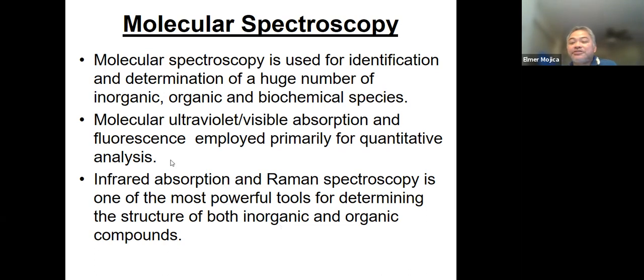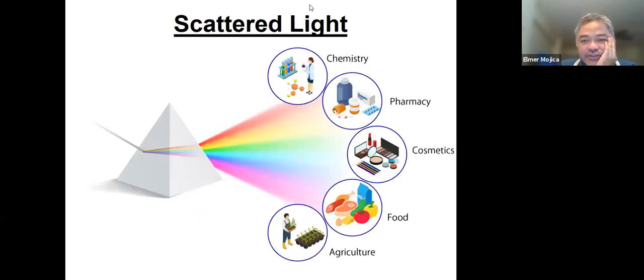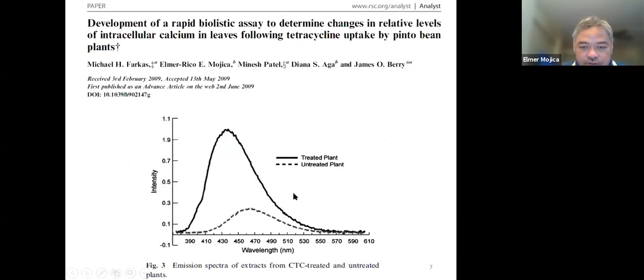I'm going to show you some examples that I have through the years. As I told you, this is a very common technique. I think in the industry, all labs would have this one, the use of the so-called scattered light. It's applied in chemistry, pharmacy, cosmetics, food, and agriculture. So I'm going to share the different experiences that I have using spectroscopic methods.